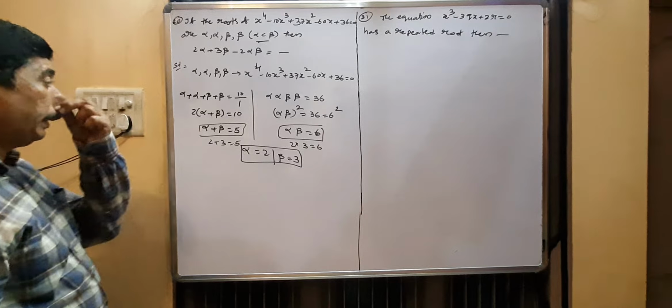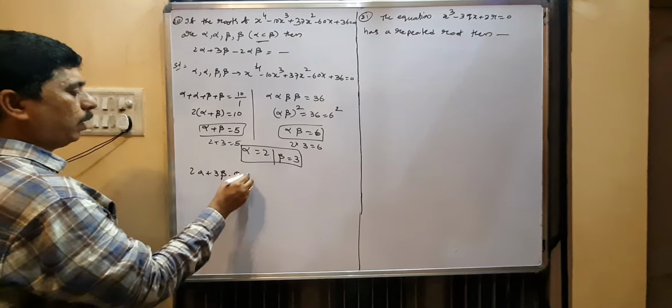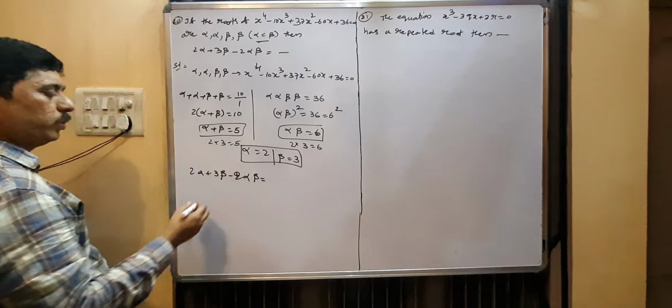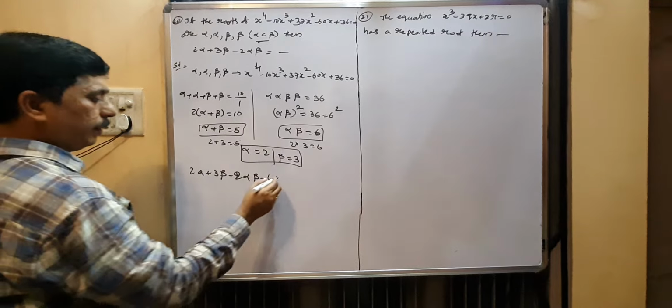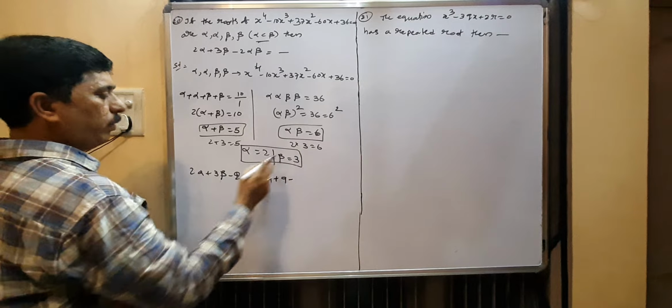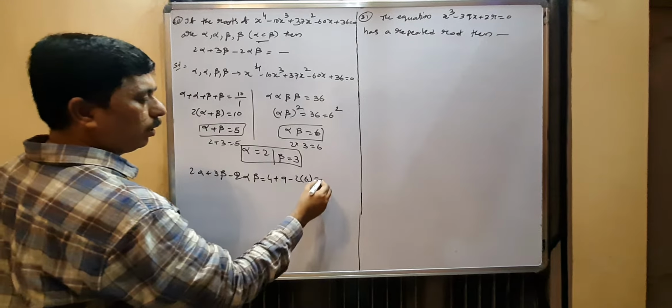They asked to find 2 alpha plus 3 beta minus 2 alpha beta. Substitute the values: 2 alpha is 4, 3 beta is 9, minus 2 into alpha beta value 6, that is 13 minus 12, which is 1.